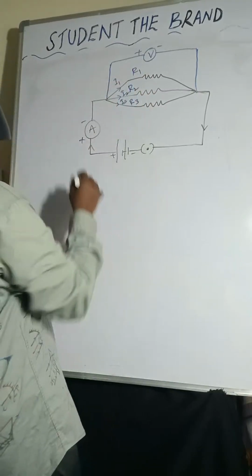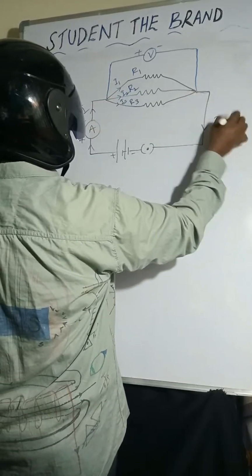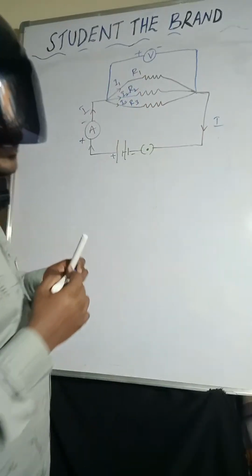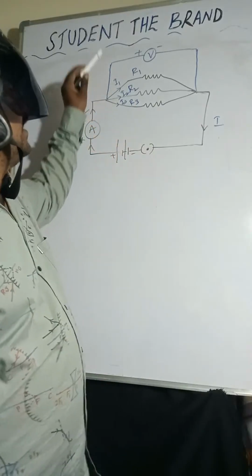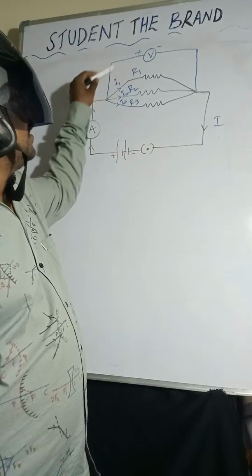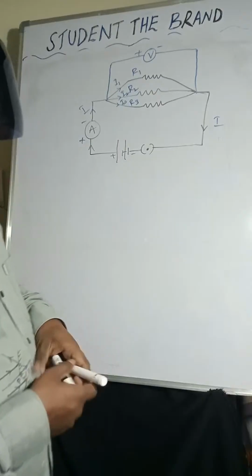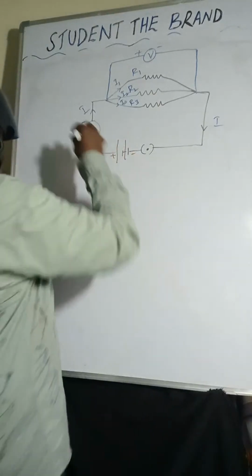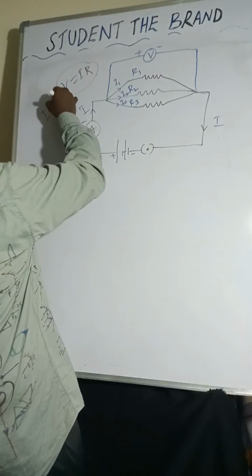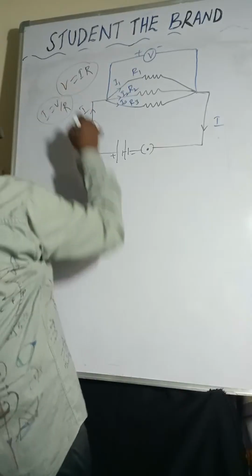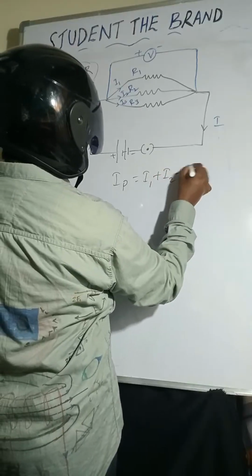So whatever the current is flowing here, that same current is dividing into three parts across R1, R2, R3: I1 across R1, I2 across R2, I3 across R3. From Ohm's law, V equals IR, so I equals V by R. So IP equals I1 plus I2 plus I3.